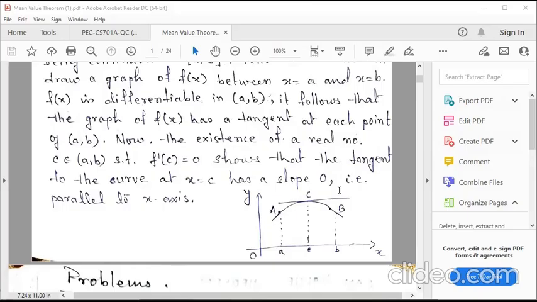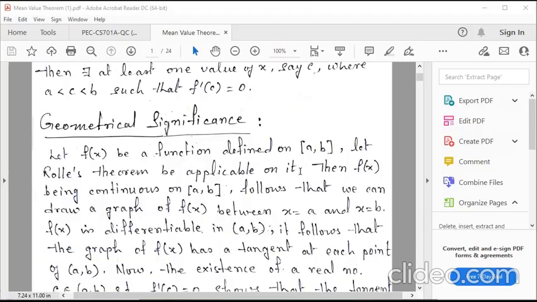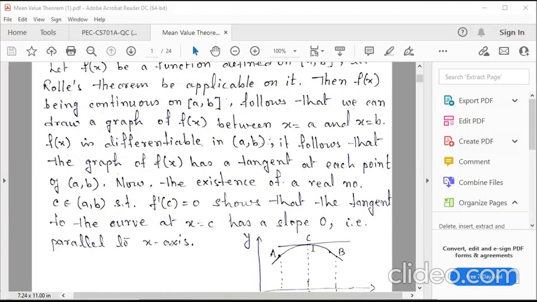So if these conditions hold, what happens then? There is a point c at which f'(c) must be equal to 0. What does it mean? There is a point c somewhere between a and b. This is your a, this is your b, and c is somewhere between a and b. It's not exactly in the middle, no one is saying that, but somewhere between a and b.